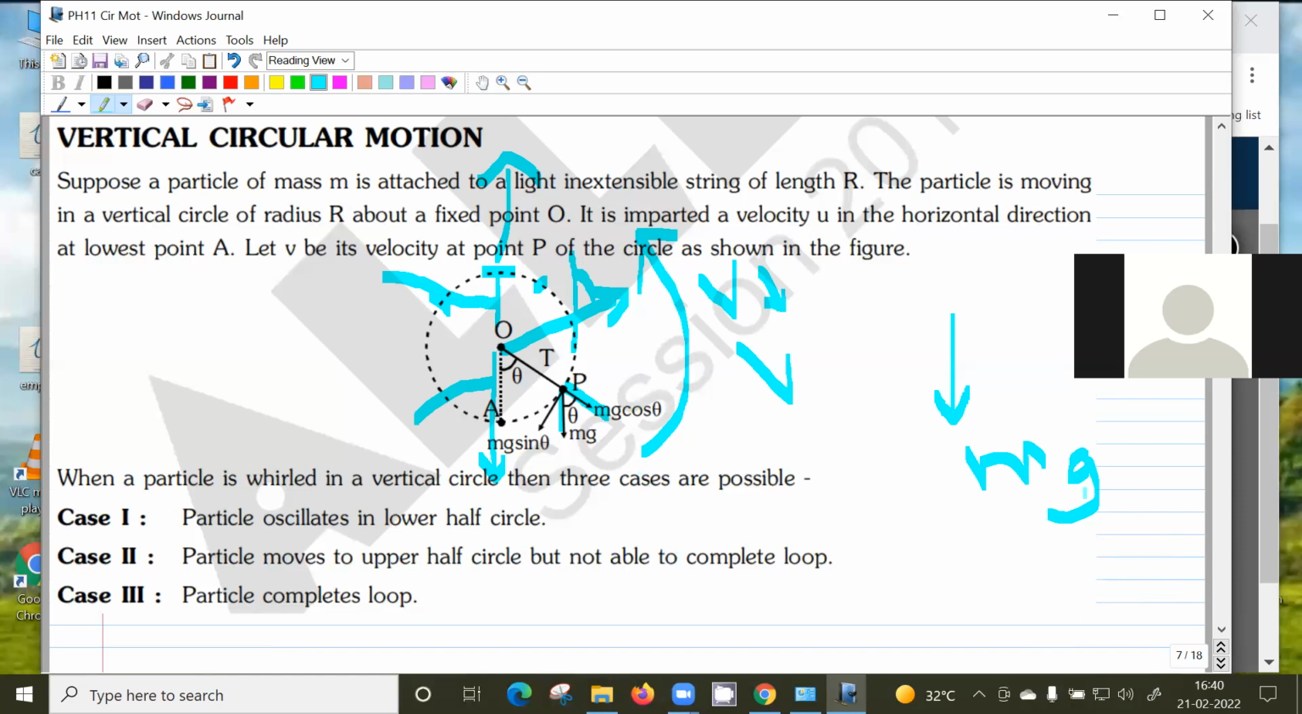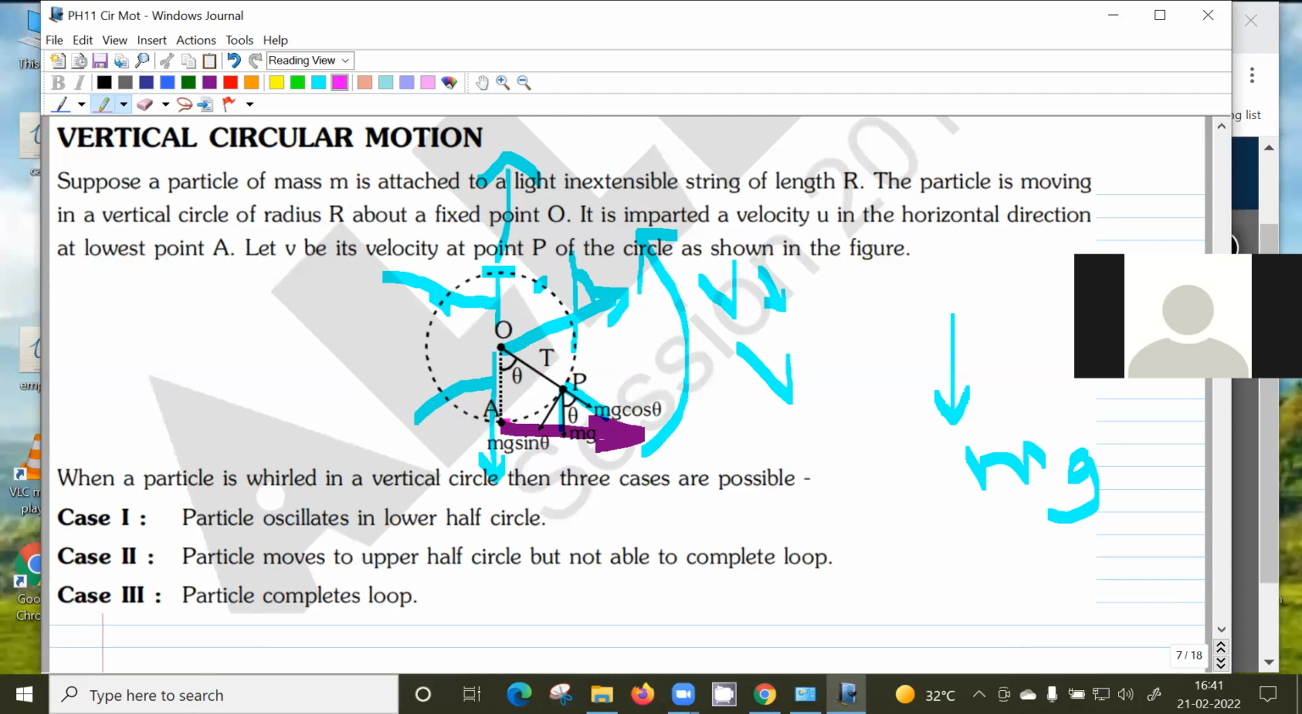Okay, so it's basically only three cases. See the initial condition, the initial velocity given at this point. Other things are fixed: the length of the string is fixed, the mass of the sphere is fixed, gravity is fixed, everything is fixed. The only thing you can change is this initial speed. So depending on the initial speed, there are three cases.